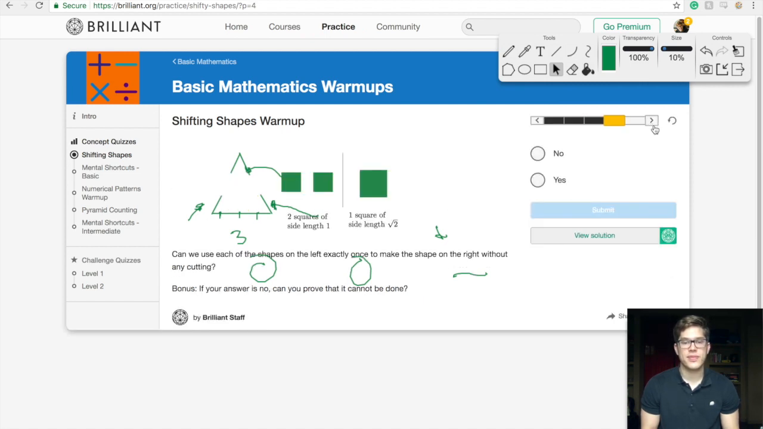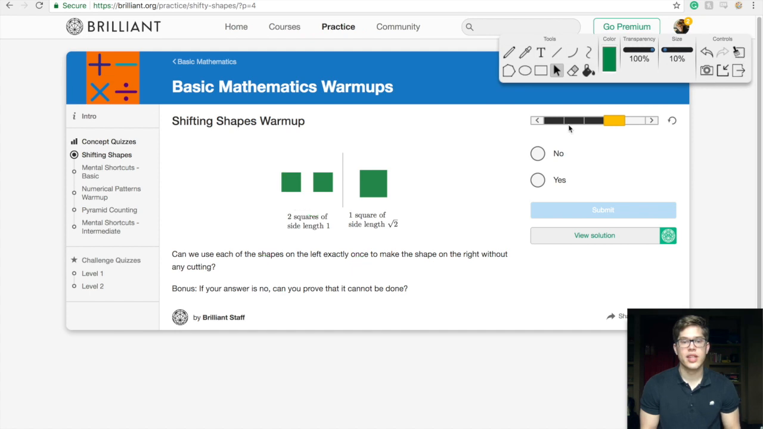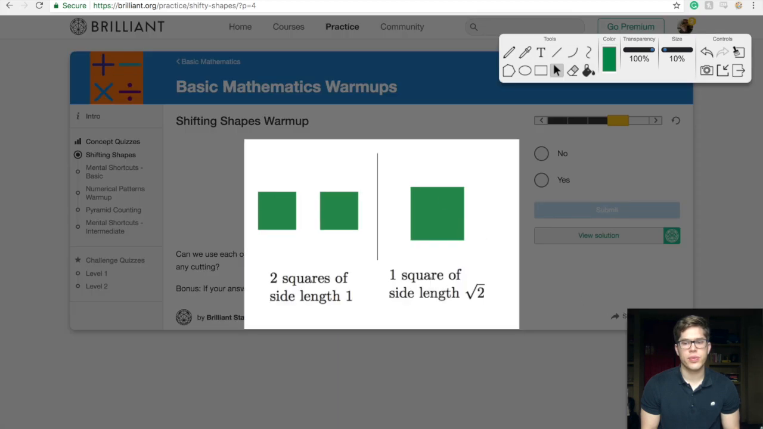Awesome. Let's look at this problem. 2 squares of side length 1 make 1 square of side length square root 2. So is it possible to do this? This is pretty curious. Again, you might be wondering, where is this root 2 coming from? Especially, this is a basic mathematics warm-up.